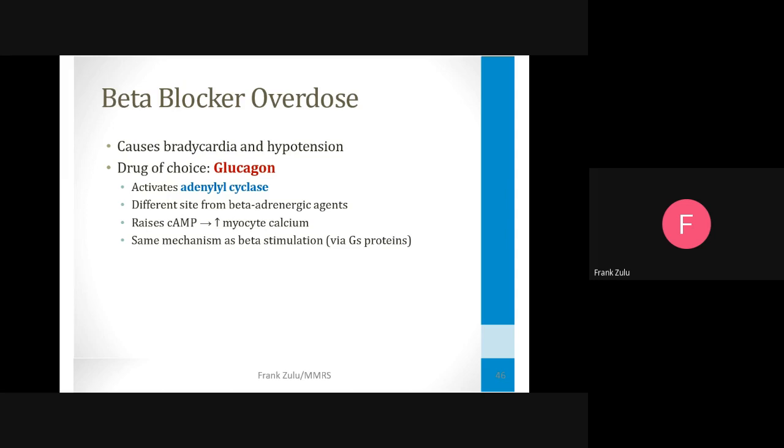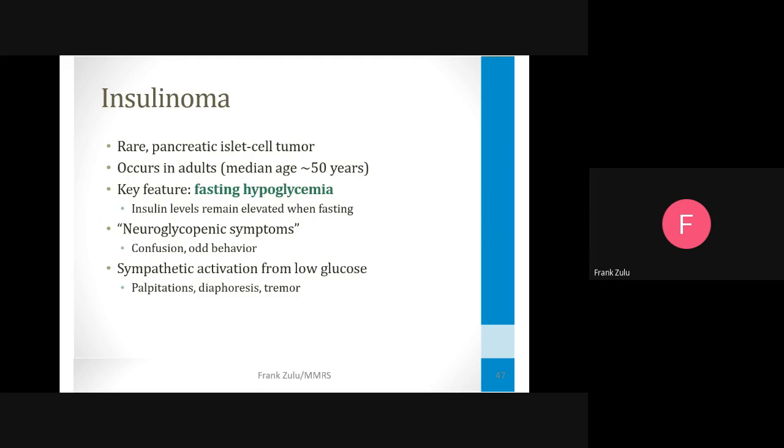And then another usage of glucagon is the beta blocker overdose. For now, I'll just say memorize it, just memorize it as such. And then the understanding will come when you become third years and fourth years and start doing pharmacology.